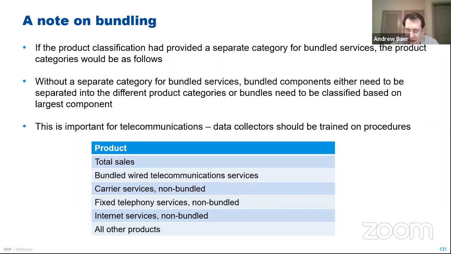If you don't have that category for bundled services, then you're either going to need to separate them into the different product categories if the company can give you prices for the components, or you're going to have to take all the bundled services and put it in one of these categories based on which one is most of the service.